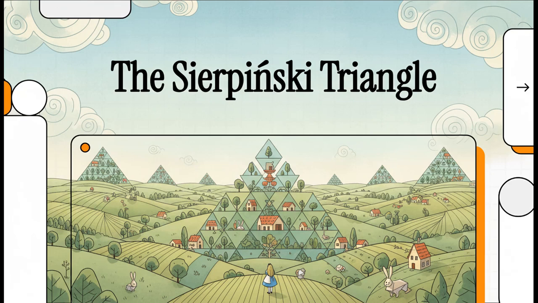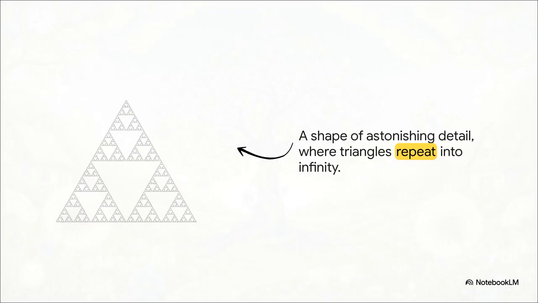Today, we are going to dive into one of the most famous and beautiful objects in all of mathematics, the Sierpiński triangle. And it's got this amazing secret hiding inside of it, how you can get breathtaking complexity from just one super simple idea. Just take a look at this thing.